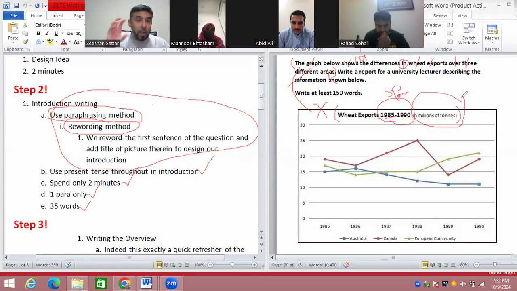For the number of, for the total, we can write the word total, totality, quantum, figure. We can use all these words. So I will write quantum. The export quantum is presented in million tons. What I did, I reworded the first sentence of the question and I added the title of the picture therein too. And these combinedly made what? These combinedly made the introduction.